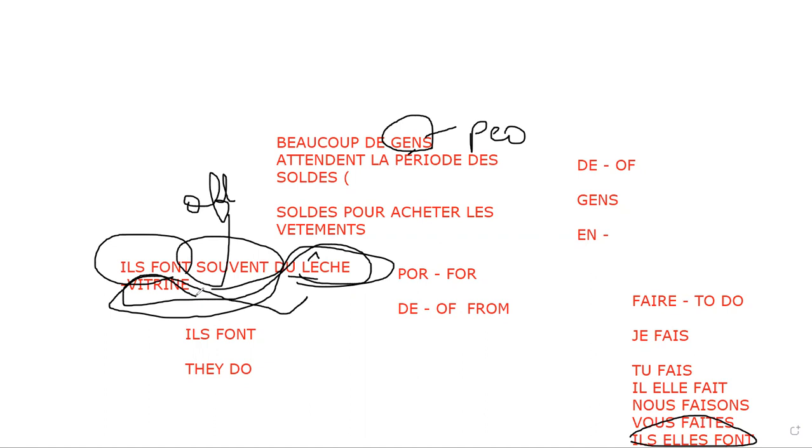Is it il faut souvent tu lèche vitrine? Sir, if font means do, then why are we saying they often do window shopping? But yes, they do often window shopping. Say clair. Can I write ils souvent font? No. First we have the verb. Ils font, first your verb. Sir, in ils, the verb always comes first. Exactement. Yes. C'est clair. Ils font souvent du lèche vitrine. They often do window shopping.